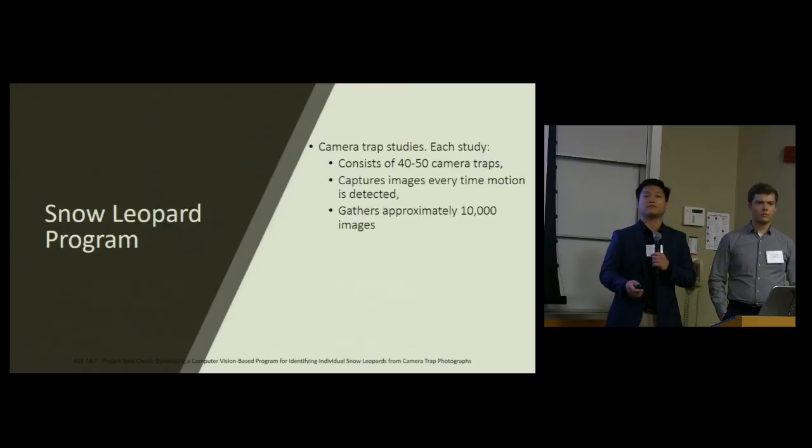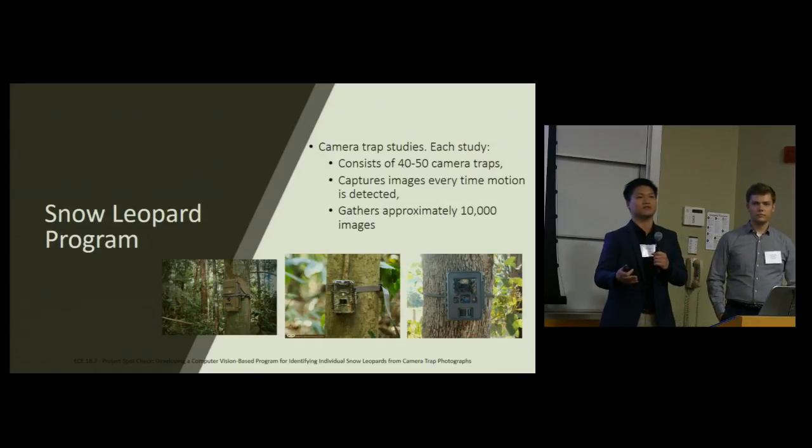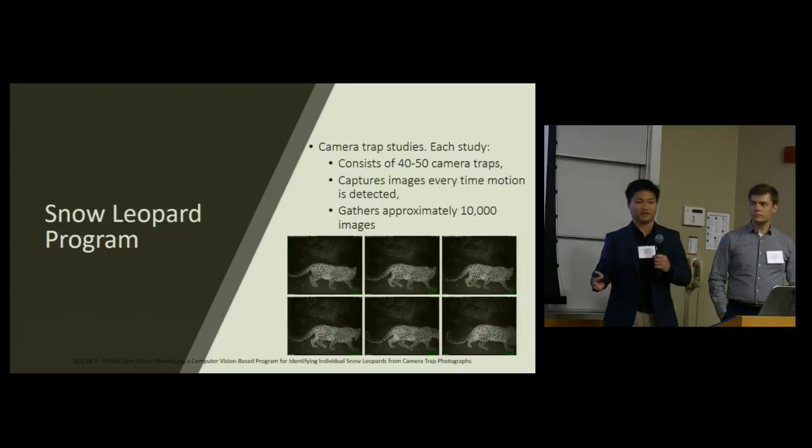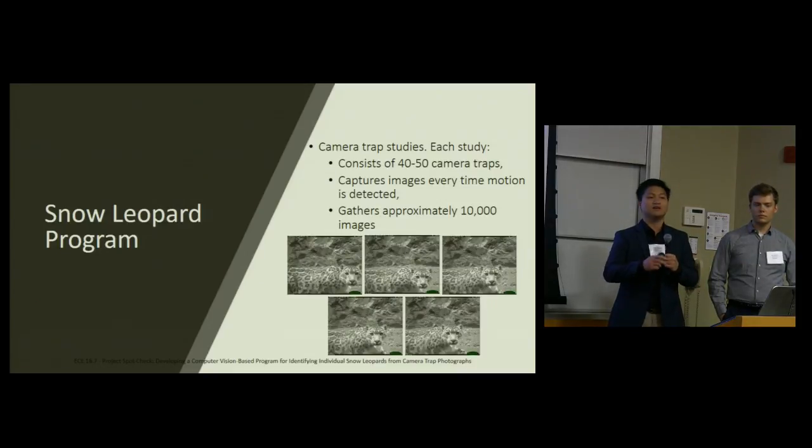So the snow leopard program has been conducting camera trap studies. Each study will use around 40 to 50 different camera traps. You can see some examples of the camera traps over here. These cameras are motion activated. Every time the camera senses some motion, it takes a series of images. So for example, like this. Oftentimes it will be a series of images of a snow leopard, or sometimes maybe of other species, but they will be sorted out so that at the end of each study, it will contain only images of snow leopards.